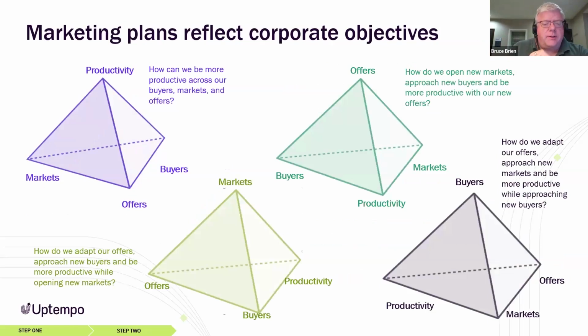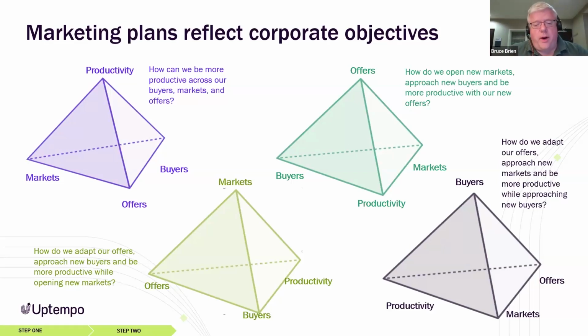But the way we want to look at this is, if I put a different item at the top of the pyramid for each of these different scenarios, there's not only four different pillars, there's four different ways to think about it. And if I put productivity at the top, I start asking myself questions like, how can we be more productive across our buyers, markets, and offers? So now when I think about buyers, markets, and offers, I think about them in terms of, how do I get more productive? And if I move across to offers, I'm thinking about, how do I open new markets or approach new buyers and be more productive with our new offers? So I look at markets from the standpoint of offers.